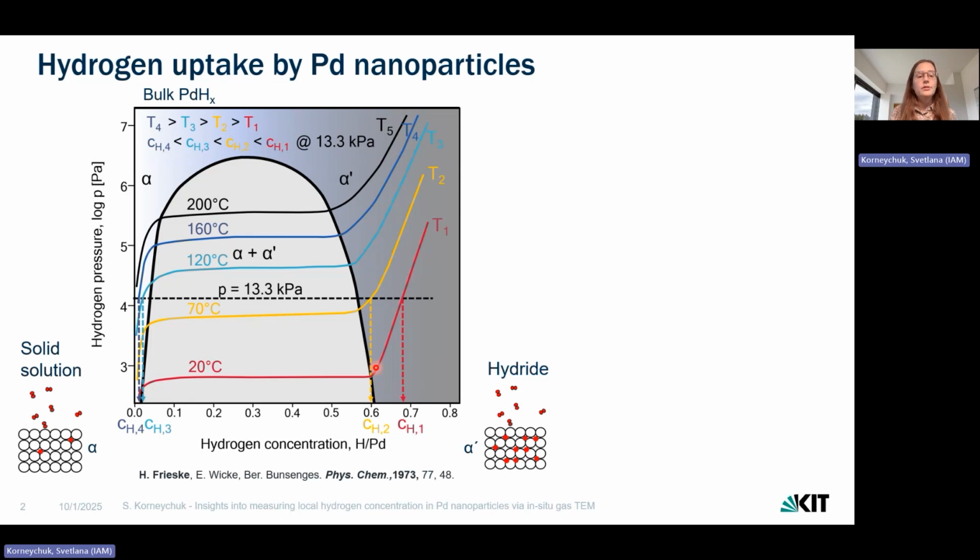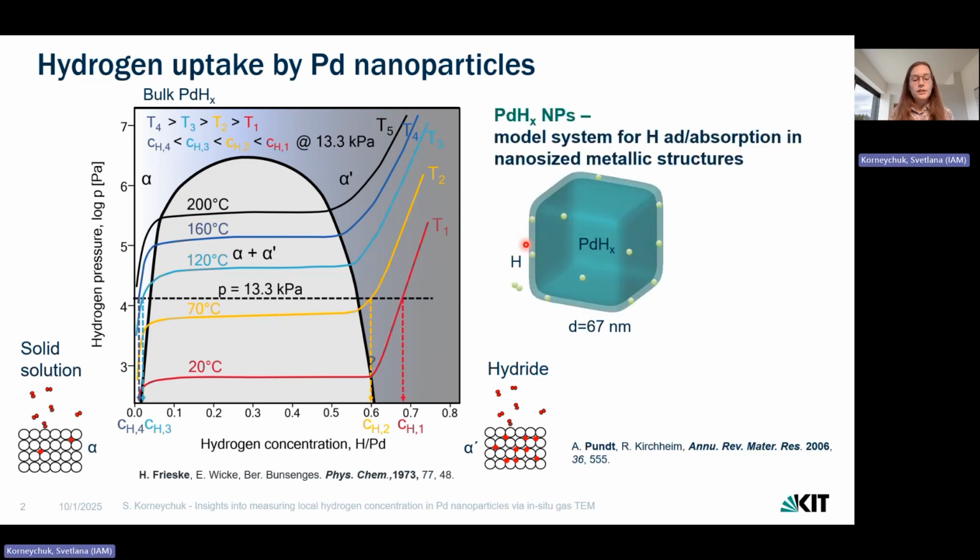So what we did in our experiment, we kept the pressure constant at about 13 kilopascal, and then we just changed the temperature. So by going from 160 degrees Celsius to 70 degrees Celsius, one can transfer from solid solution to hydride and observe the hydrogenation of the palladium nanoparticles.